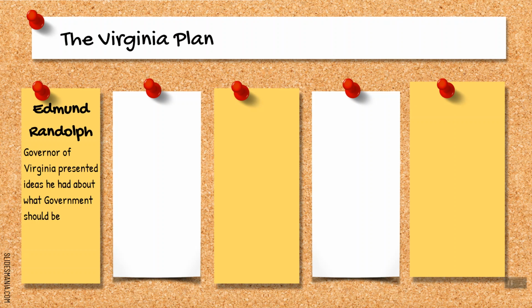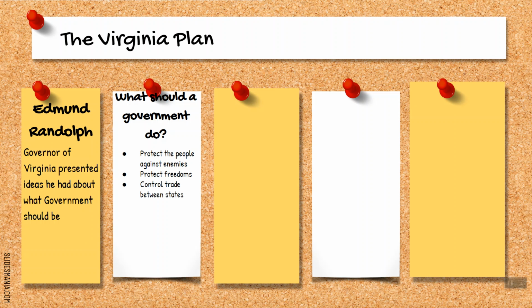He was the governor of Virginia, and he was given the duty of presenting ideas he had about what government should be. And what he thought government should do was first to protect people against its enemies, and nobody argued that. He also believed that government should protect freedoms. Again, no one argued that. He also believed that the government should control trade between states. Nobody argued that. Thought that was a pretty good duty for a central government.